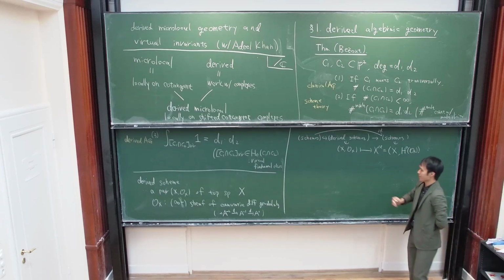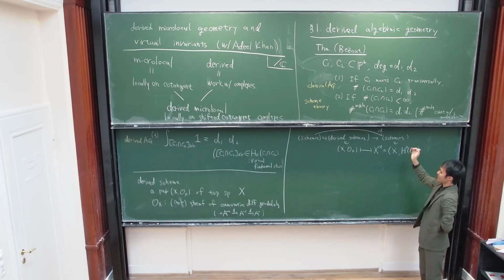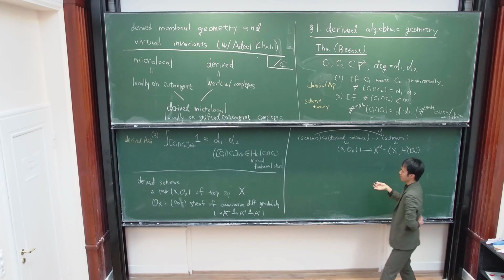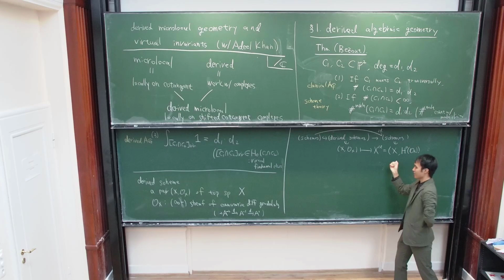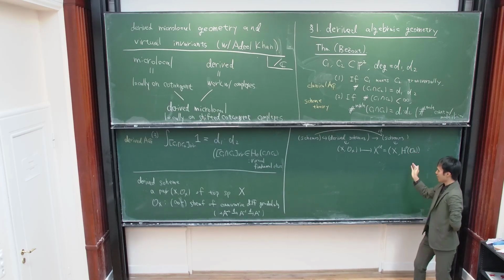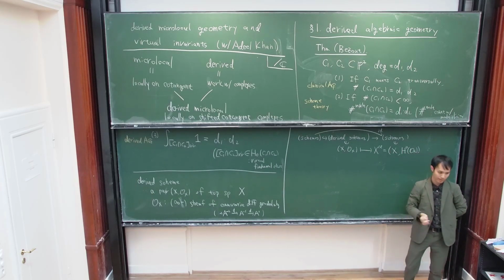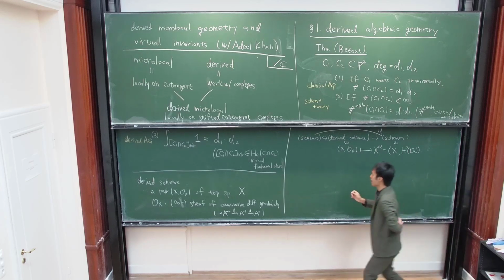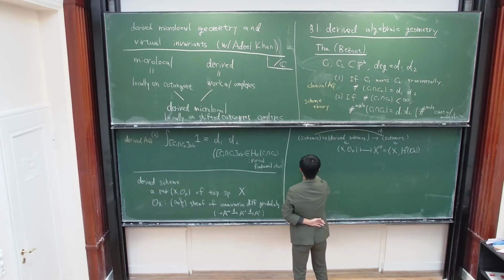So what is important here is that the derived structure is a higher version of non-reducedness. That is, the underlying spaces are the same. The only difference is the functions on them. So we should not be afraid of derived structure. Okay. And there is a notion of derived RT stack, and it is defined in the same manner.